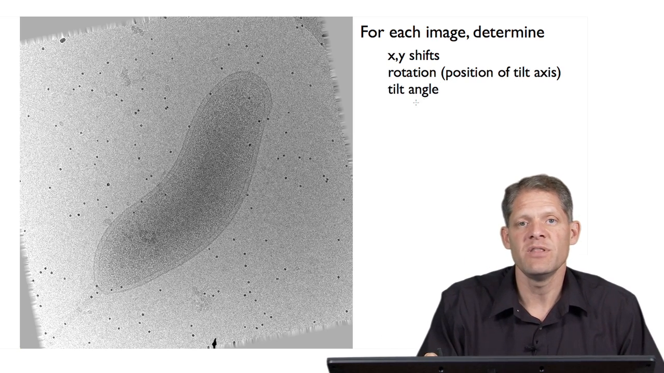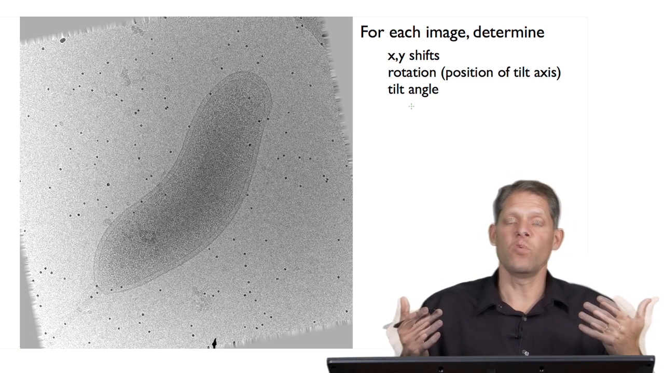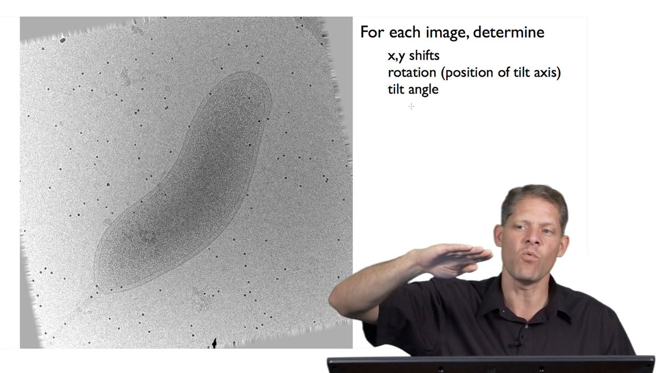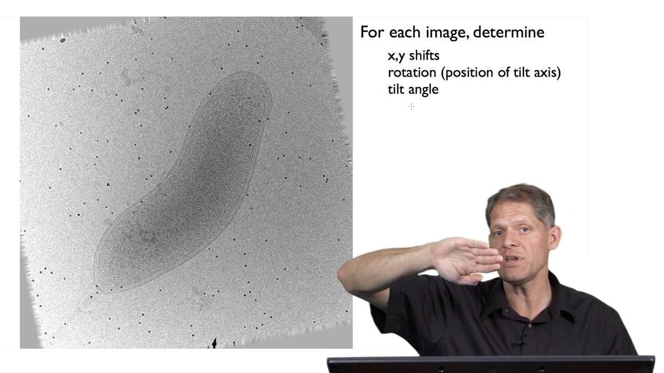Next, we have to determine the tilt angle. Of course, as we're recording the tilt series, we tell the goniometer to tilt to say 1 degree or maybe 2 degrees or 3 degrees.